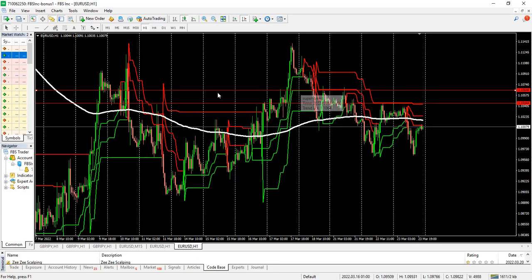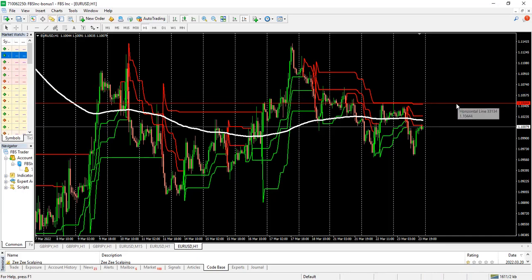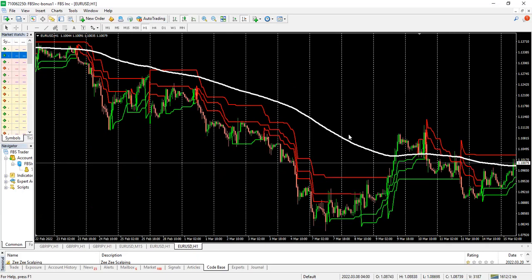Let's look for another example, for a sell trade. Now, look at this setup here. I hope you can see my screen. So what will I do? I'm waiting for all the colors of the super trend to change to red. And at the same time, you can see that the candlesticks are under this EMA 200.